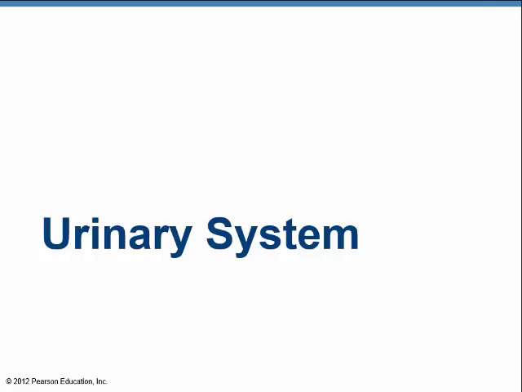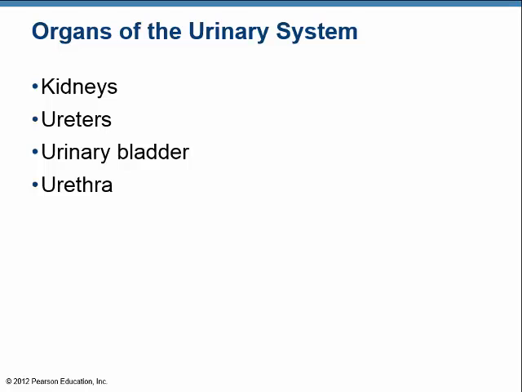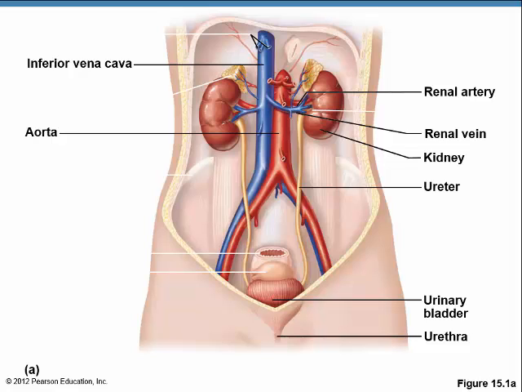Let's move on to a review of the urinary system. The organs of the urinary system include the right and left kidneys, the right and left ureters, a single urinary bladder, and a single urethra. In this diagram, you can see the right kidney and right ureter, the left kidney and left ureter, the ureters emptying into the urinary bladder, which is drained by the urethra.